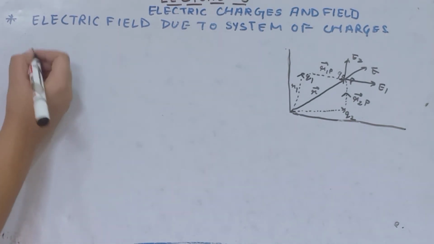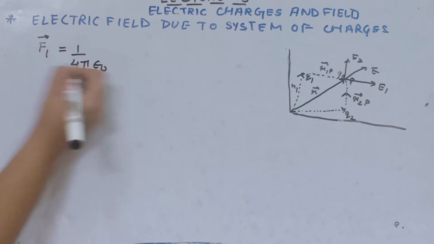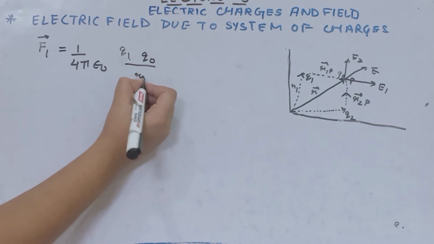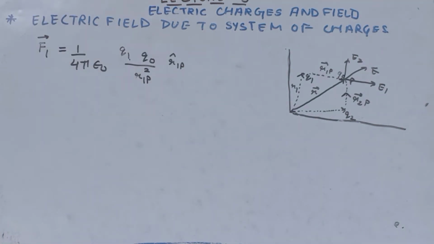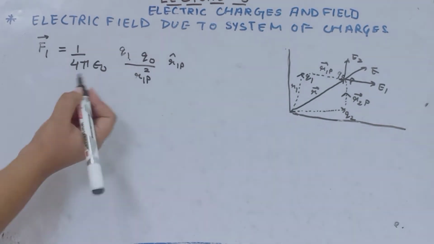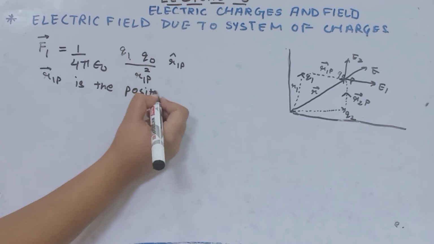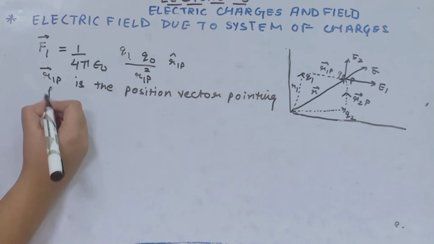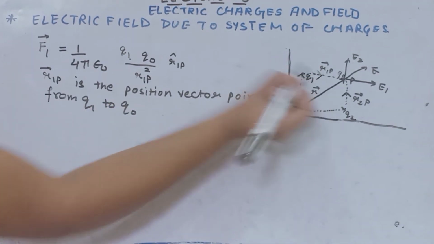Fine. Now we know that F1 will be equal to 1 upon 4 pi epsilon naught Q1 into Q0 upon R1P square into R1P cap. Fine. So this is just a notation, but you should know what we mean by this R1P. So this R1P vector is the position vector pointing from Q1 to Q0. Fine. That means in this direction. Okay.